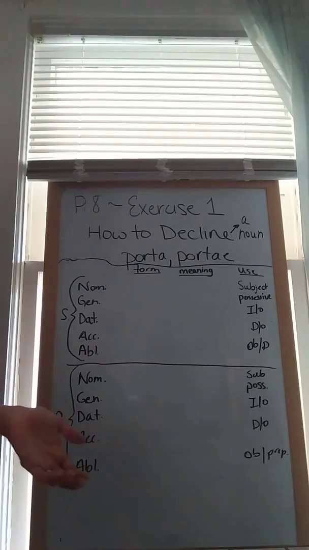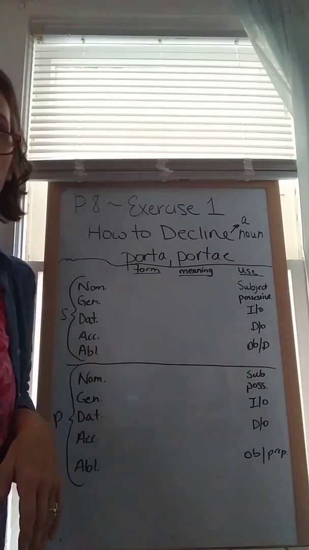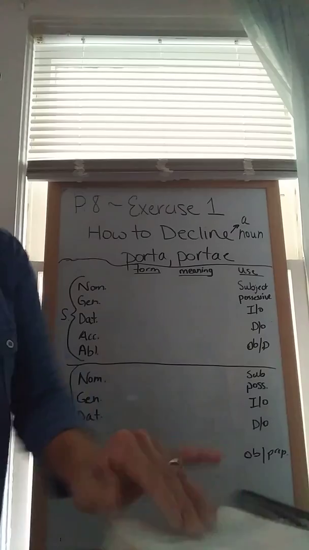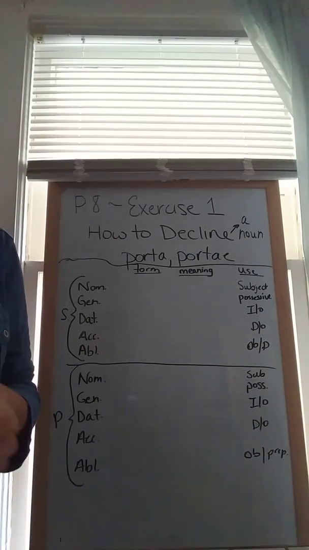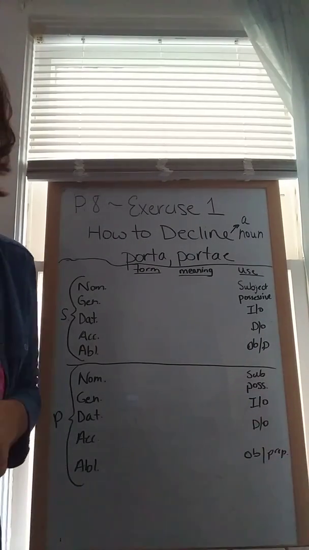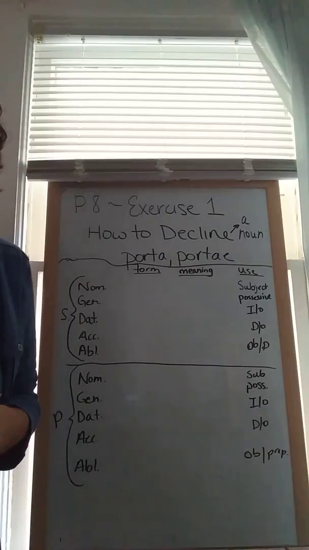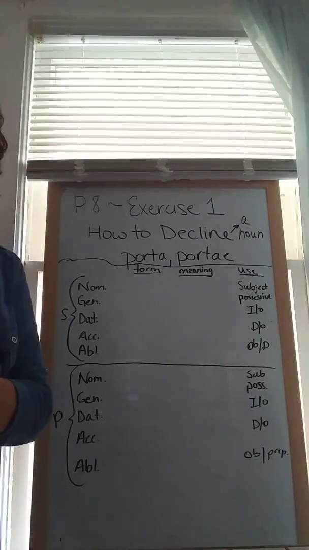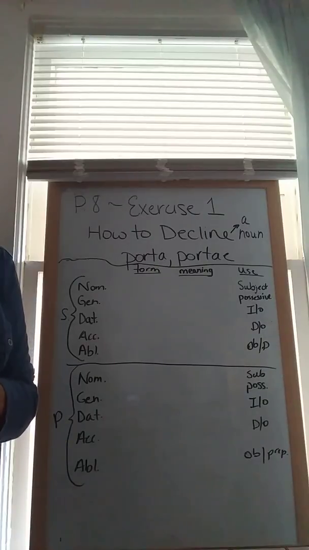Okay, so now I'm going to talk about how to decline a noun. So on page 7 of your Purple Henley book, you will see the first list of our vocabulary for lesson 1 in the first declension. So terra is the first word, which means earth, land. Porta, portae is the second word, which means gate.